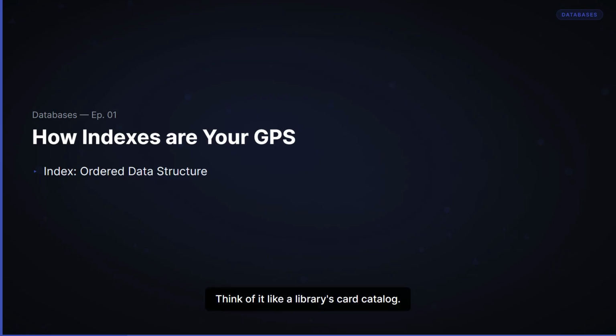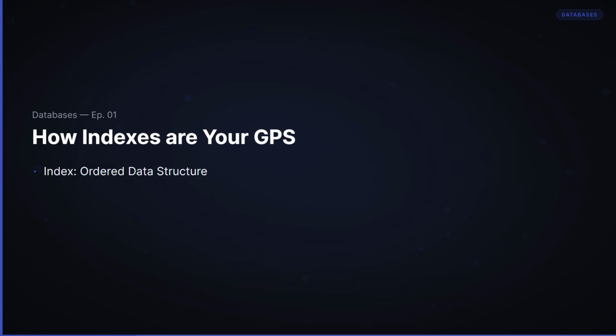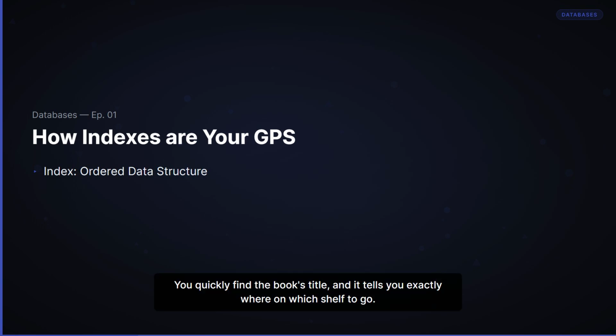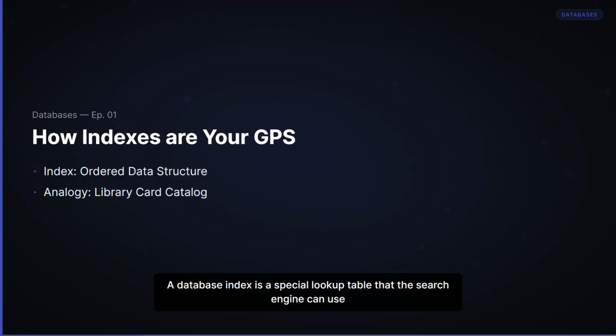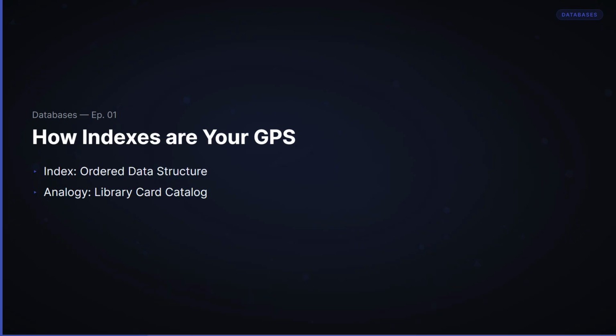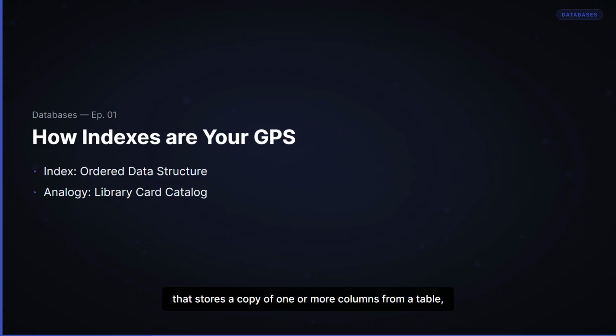Think of it like a library's card catalog. You don't scour every single bookshelf to find a book. Instead, you go to the catalog, which is a highly organized system. You quickly find the book's title, and it tells you exactly where on which shelf to go. That's lightning fast. A database index is a special lookup table that the search engine can use to speed up data retrieval. It's a separate data structure, usually much smaller than the main data, that stores a copy of one or more columns from a table, along with a pointer to the location of the actual data row.